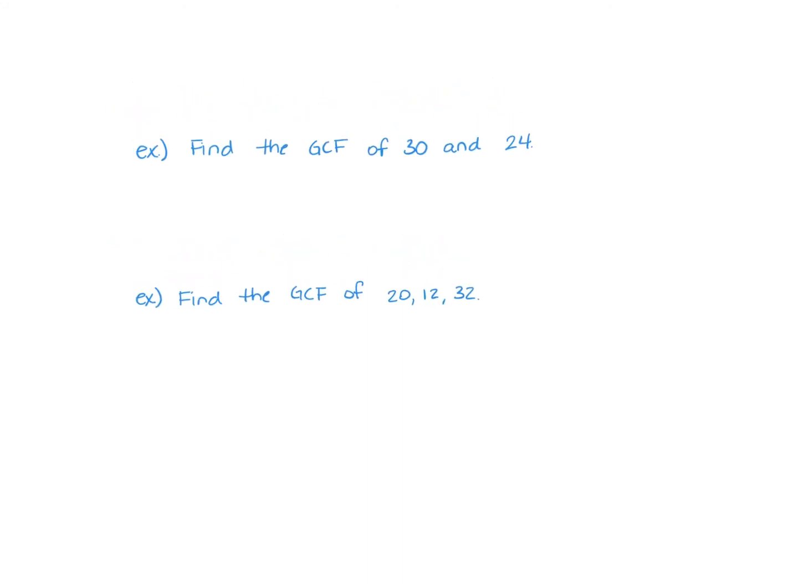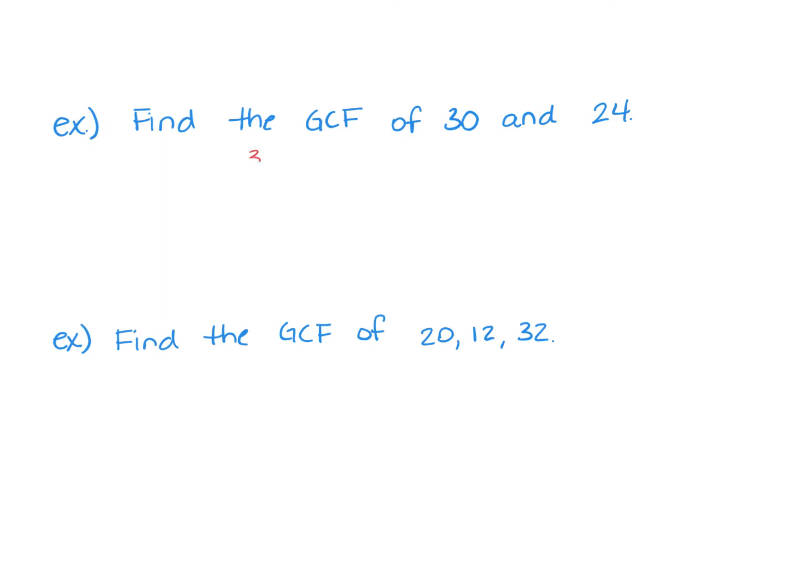So if I look at the number 30, T-chart, because it's a T. 30 is 1 and 30, 2 and 15, 3 and 10. Does 4 work? No. 5 and 6. Does 7 work? Sorry, does 6 work? After 5, we have 6. 6 works, but we found it already, so we move on.